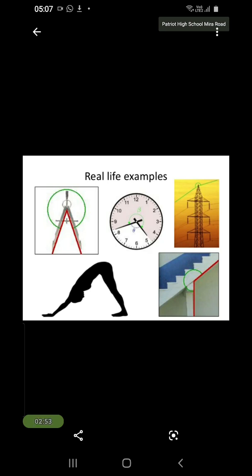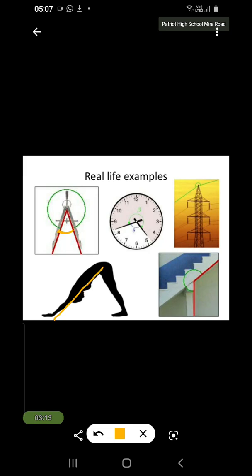These are real life examples of angles. This is the compass with which we draw a circle. This compass is used to draw a circle.